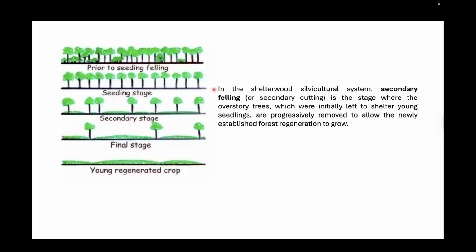Now let us understand again in detail the stages of the shelter wood system. The first stage is the preparatory cut, or prior to seed felling, whatever stand tending is done. In the shelter wood system, secondary felling is a stage where the overstory trees, which were initially left to shelter young seedlings, are progressively removed to allow the newly established forest regeneration to grow. So here, prior to seeding felling, we have the forest like this.